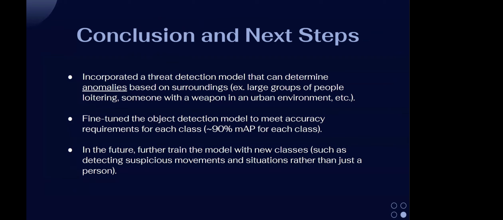So for our conclusion and next steps, we successfully incorporated a threat detection model that can determine anomalies based on its surroundings, which has use cases in large groups of people loitering or someone with a weapon in an urban environment, which could be seen as a threat. We also fine-tuned the object detection model to meet our accuracy requirements for each class, which was around 90% mean average precision for each class.